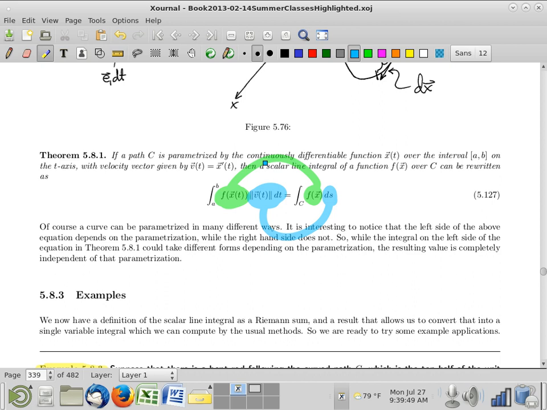So one way to say this is that we found that the magnitude of the velocity vector is our stretching factor, and that's a very reasonable way to think about it. This is really a lot like change of variables in that sense. Sort of an adapted version of change of variables.